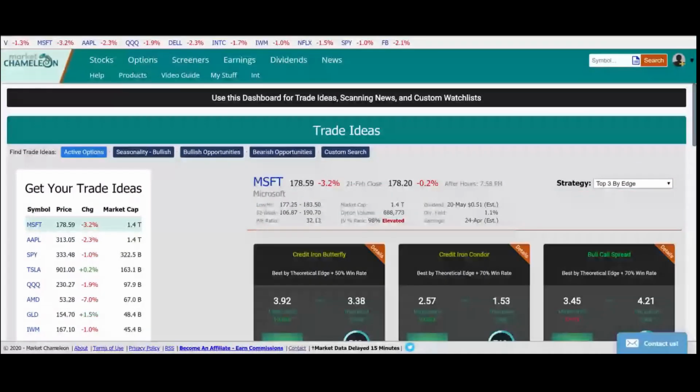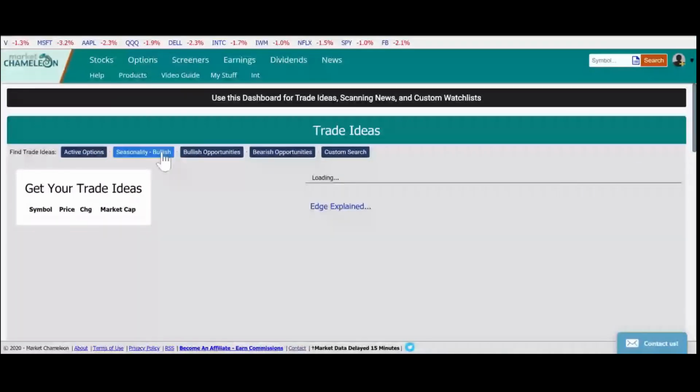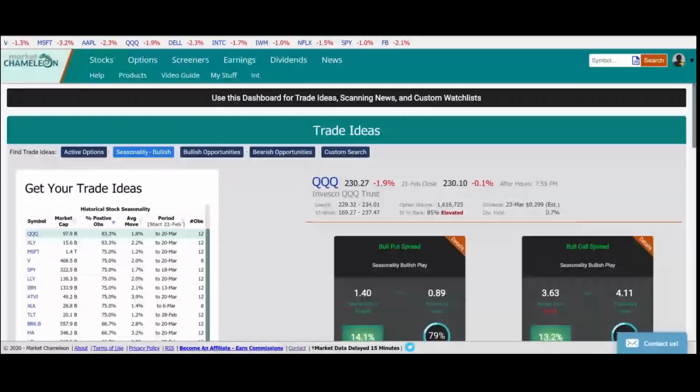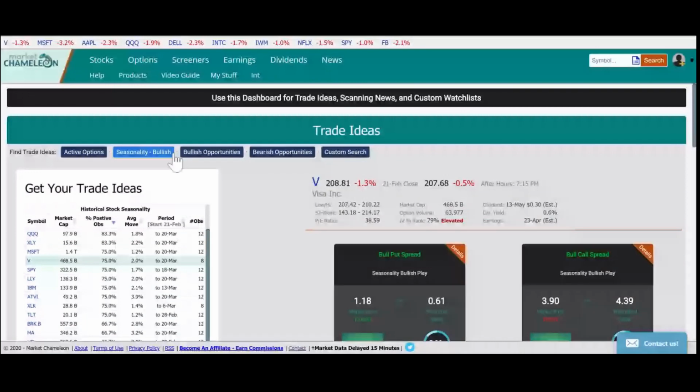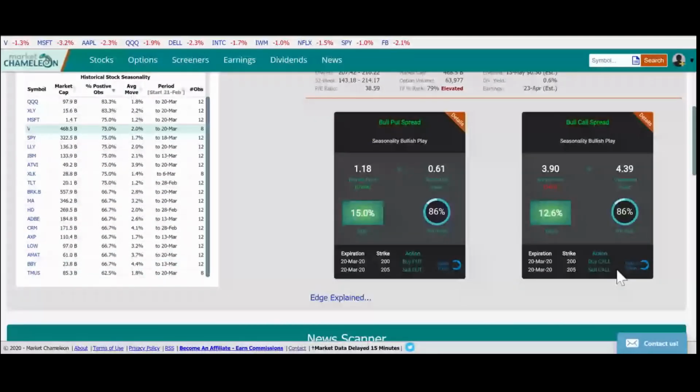Yeah. Okay, so over here, the reason I pulled out Visa is that here's another statistic that a lot of traders look at, which is seasonality. Seasonality is basically looking for patterns or trends during certain times of the year. So these are different ideas from the main screen, and this one's seasonality bullish. I see Visa here, and here it scanned out a particular trade.